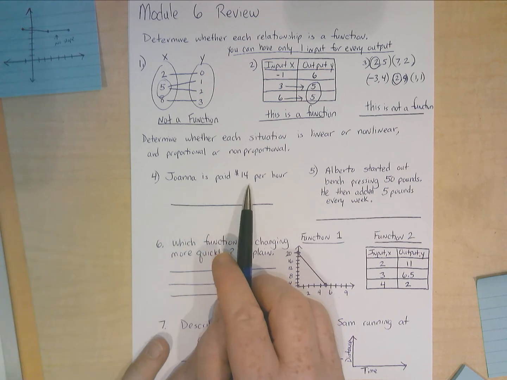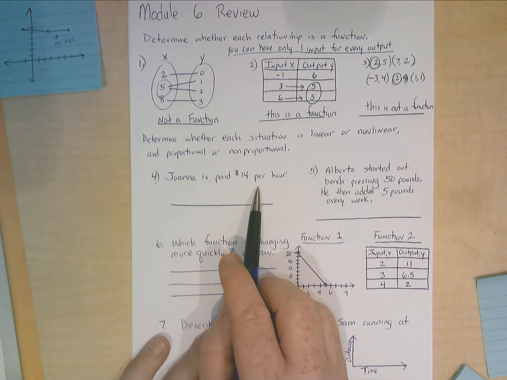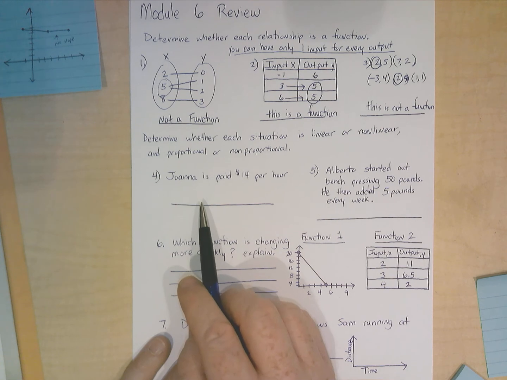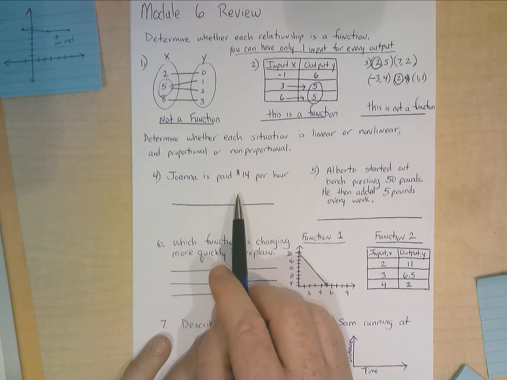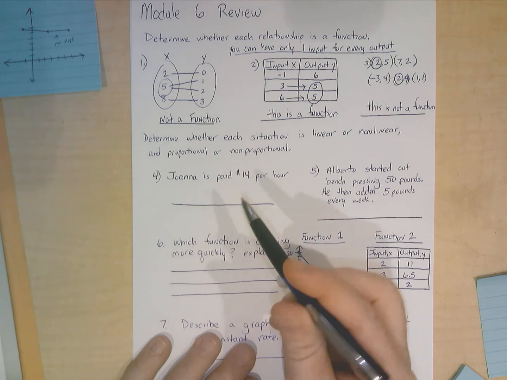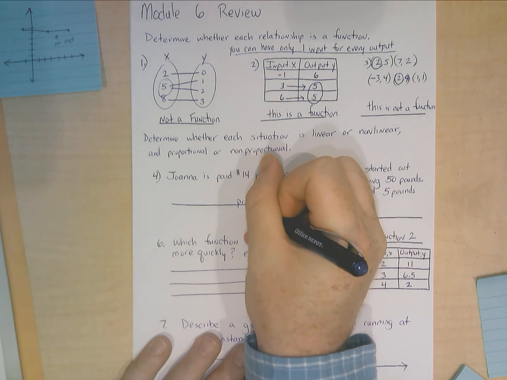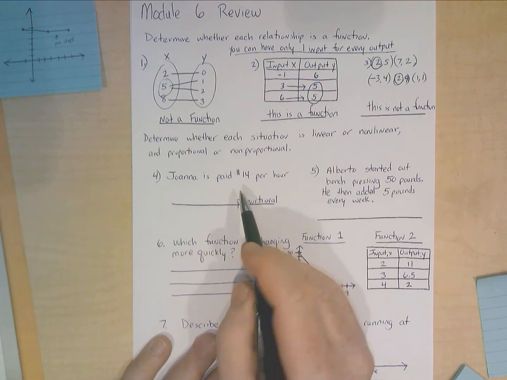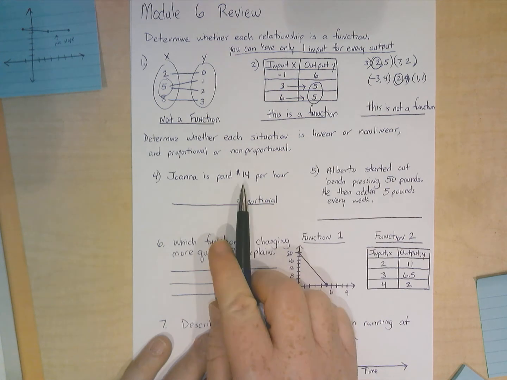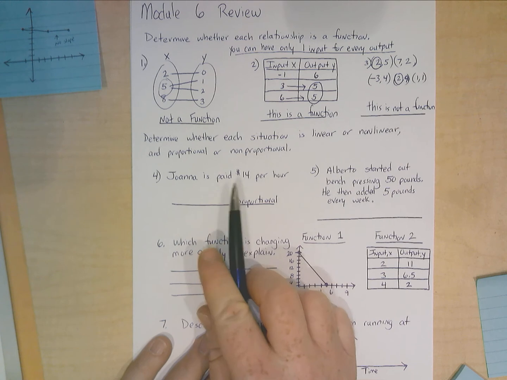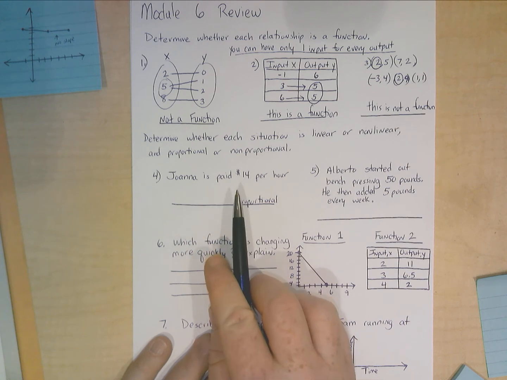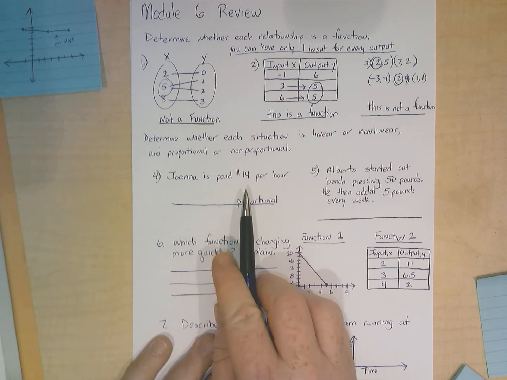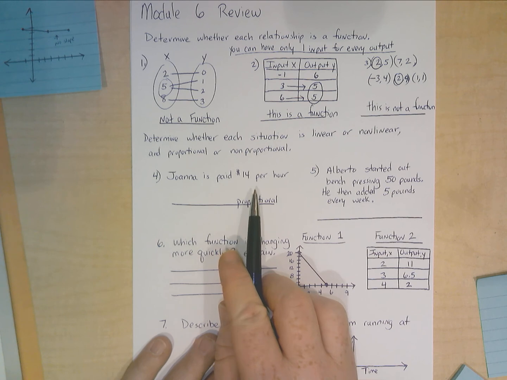So if Joanne is paid $14 an hour, that means if she works 0 hours, how much money is she going to make? 0. Right. So it starts at 0, 0. That's where the graph's going to start. So it definitely is proportional. The question is, would it be linear? Well, if she works 1 hour, that's $14. She works 2 hours, it's $28. She works 3 hours, it's 30. It's 3 be $52. Okay.